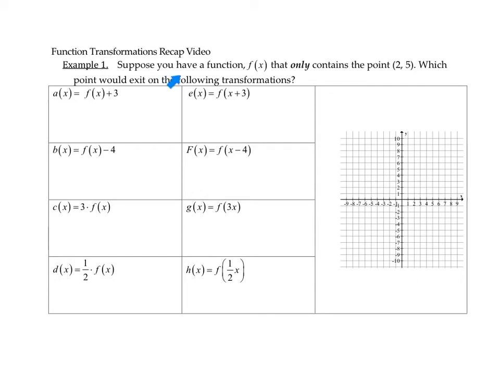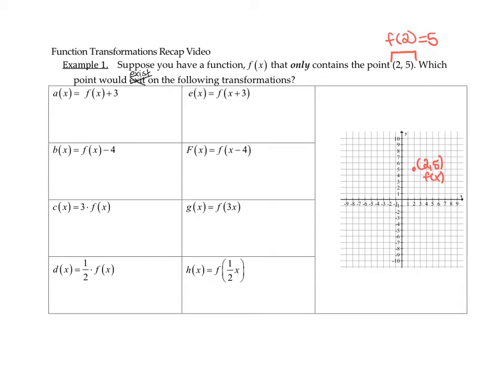So we're going to suppose that you have a function f of x that only contains the point (2, 5). Which point would exist on the following transformations? So first, let's interpret this point (2, 5) in function notation. We need to think of this as meaning f of 2 equals 5. We'll go ahead and plot this point (2, 5) here. So this is (2, 5), and it's on f of x.